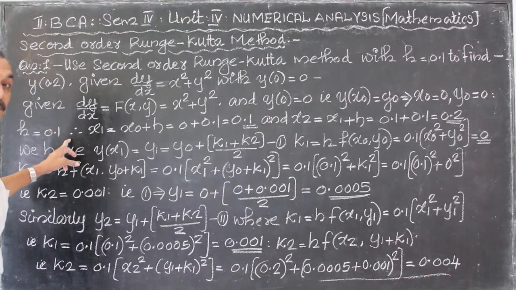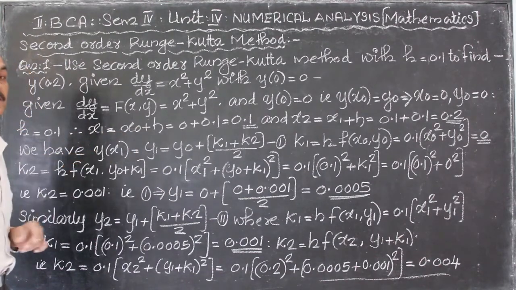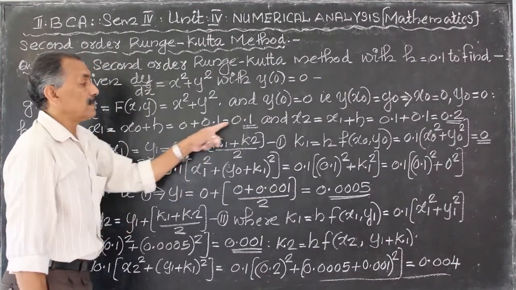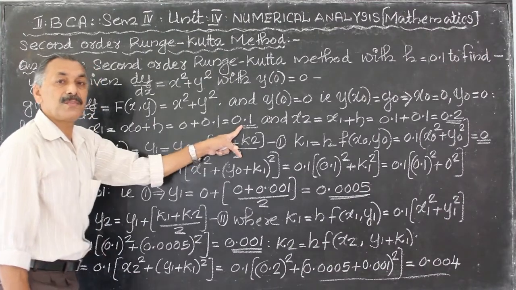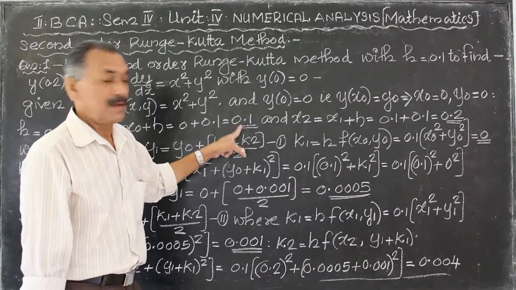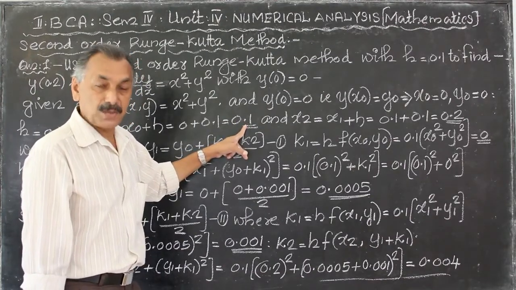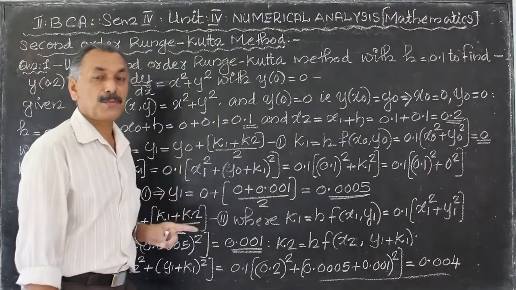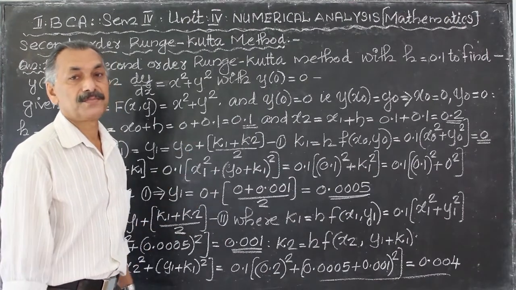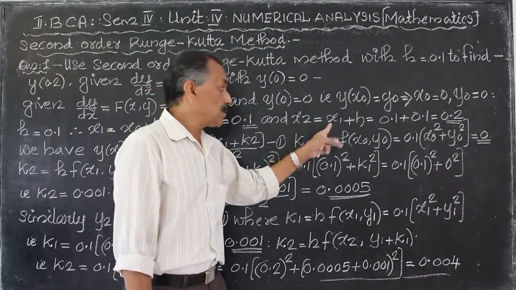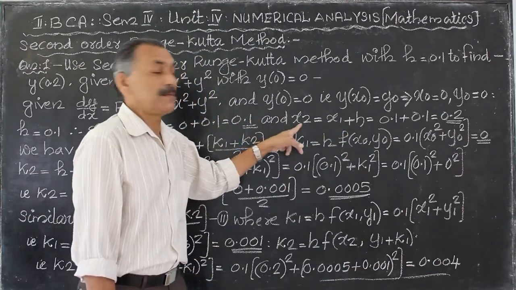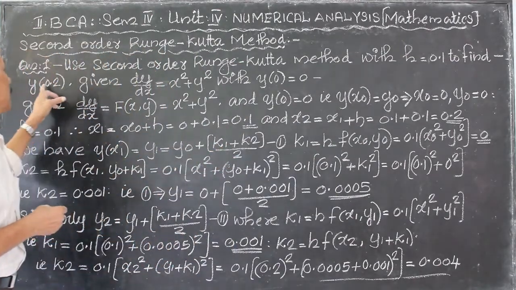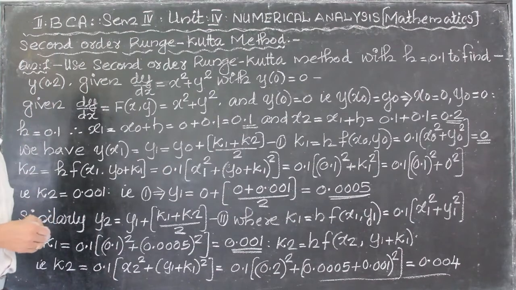Then what is x1? x1 is 0 plus h, which is 0 plus 0.1, equal to 0.1. At this point x1, the solution is given by y of x1 is equal to y1. And then what is x2? x1 plus h is 0.1 plus 0.1, that is 0.2. We want the value at 0.2, which means y of x2, that is y2.